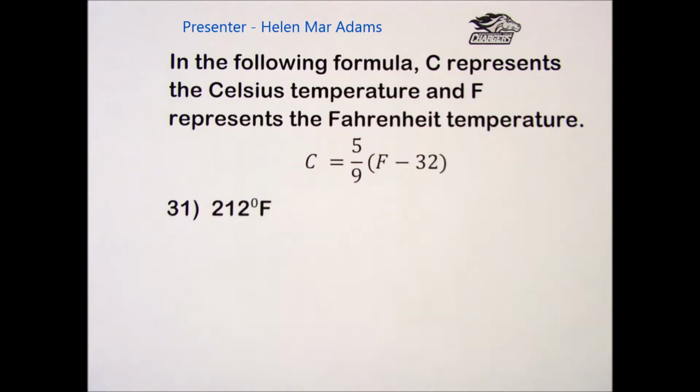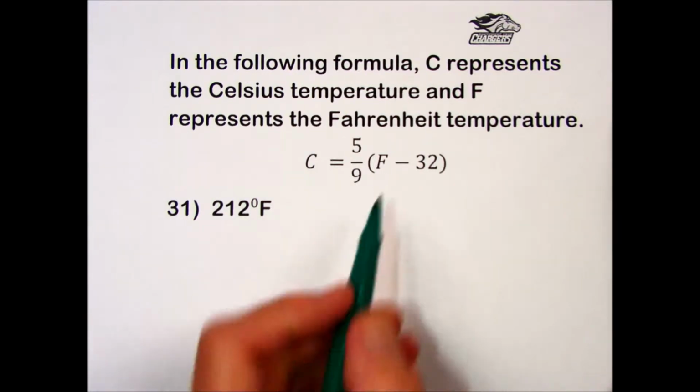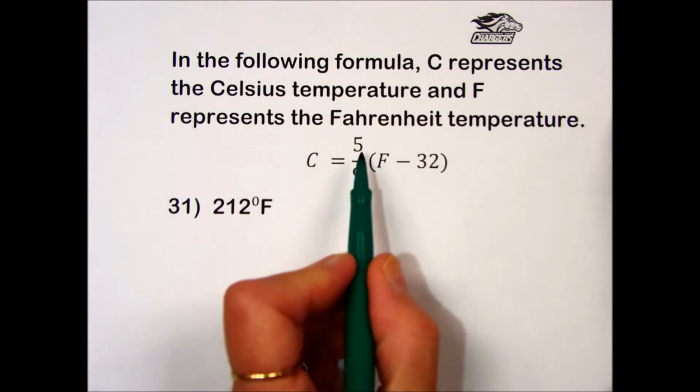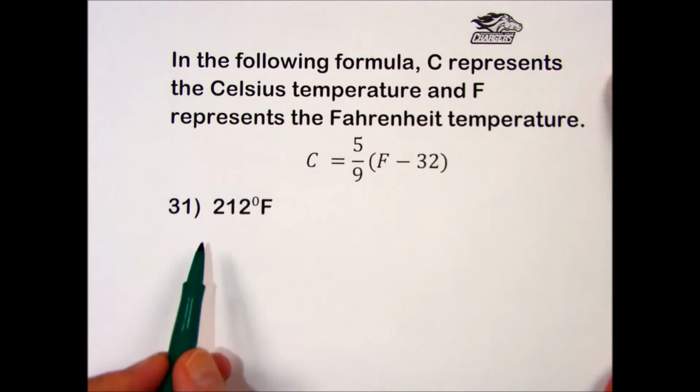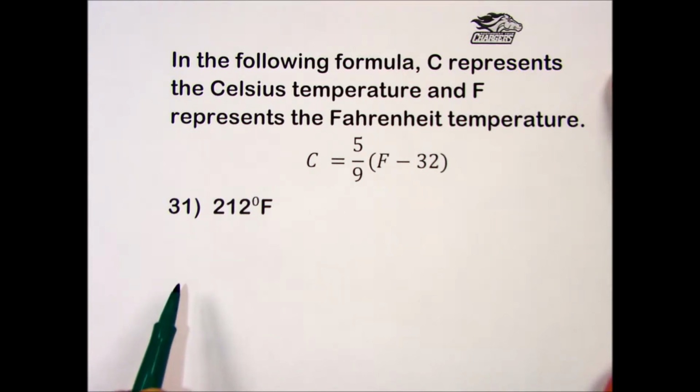Practice set 16. In the following formula, C represents the Celsius temperature and F represents the Fahrenheit temperature. If we look at this formula, the priority would be simplify inside the parentheses and then do the multiplication. Problem number 31 asks us to convert 212 degrees Fahrenheit.